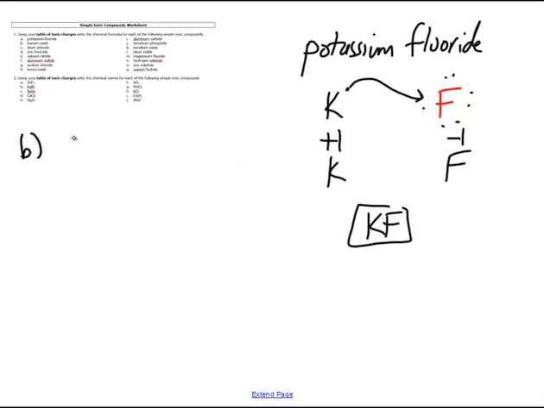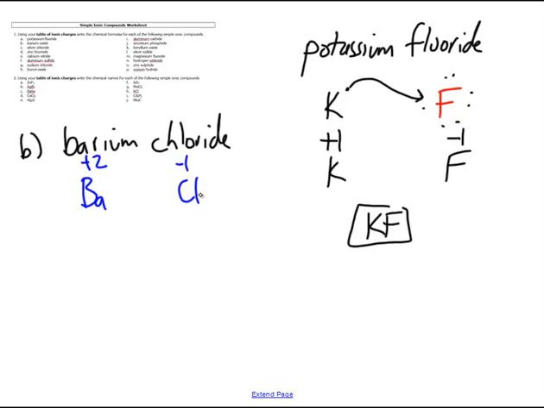Over here we'll do B, which is barium chloride. Alright, so I'm looking at the periodic table, I'm finding barium, there it is, Ba, and it's in group 2, so I know it's going to have a +2 charge. Chlorine, Cl, is in group 17, so it has a -1 charge. It has 7 valence electrons, so close, if it could just get one more, it would look like the nearest noble gas. So when it does, it becomes a -1.